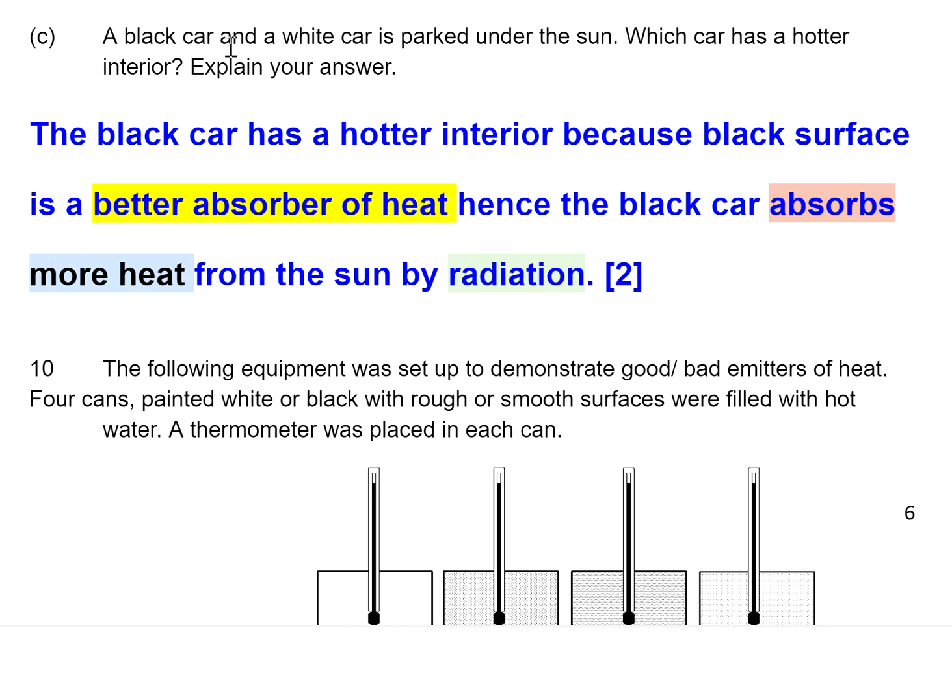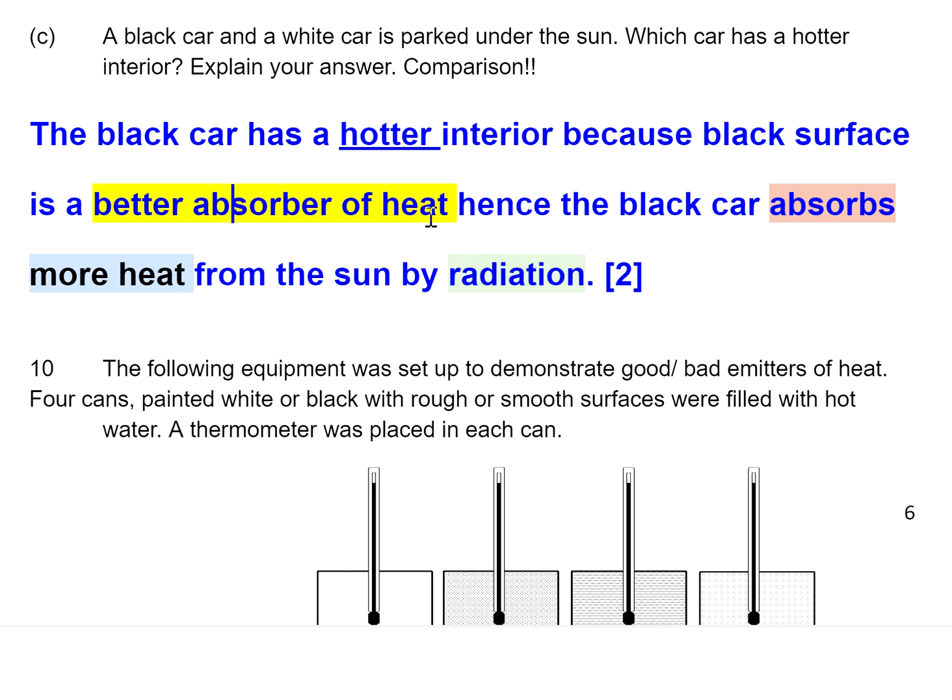The next one asks you to compare the temperature of a black and white car. Do note that they are comparing a black and white car, so this question is a comparison question. And when we are doing a comparison, you make sure you have comparison words. So I say that the black car has a hotter interior. Again, the word hotter is comparing black and white.